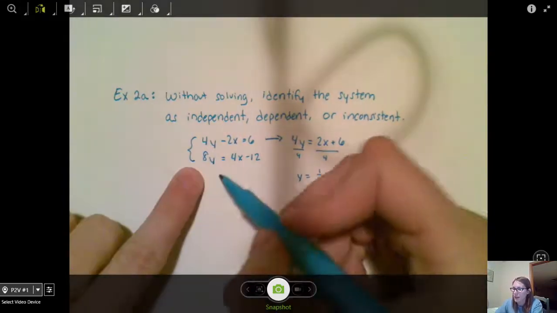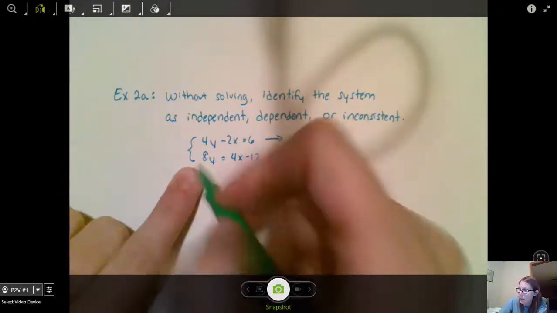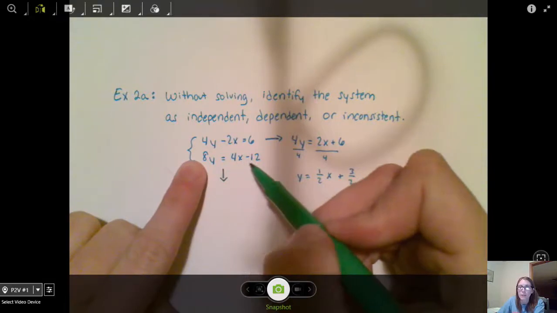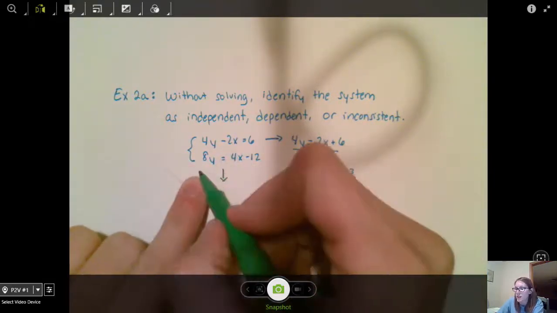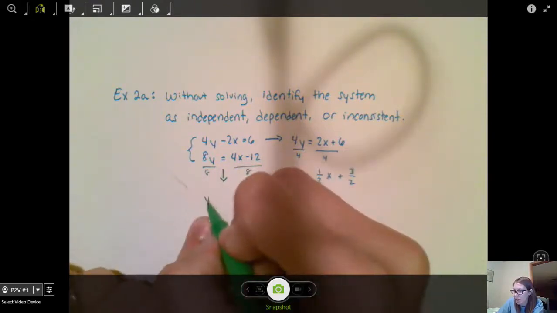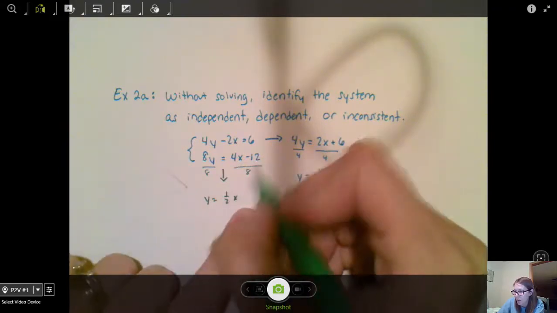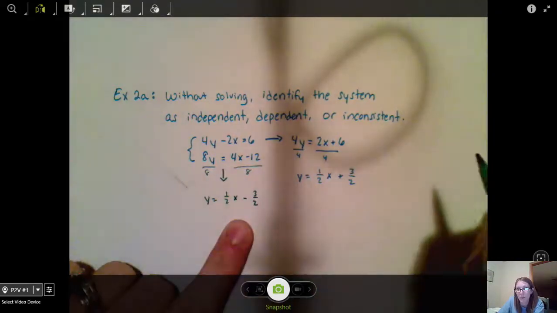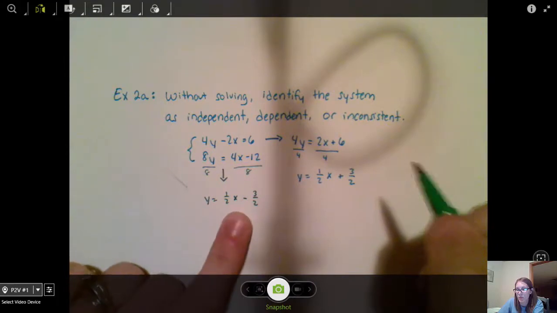And then my second equation here, I'm using a different color just to keep my work straight a little bit. 8y equals 4x minus 12. We already almost are in slope-intercept form. Divide both sides by 8. y equals 4x over 8 is 1/2 x, minus 12 over 8 is also 3 over 2. Minus 3 over 2, though.